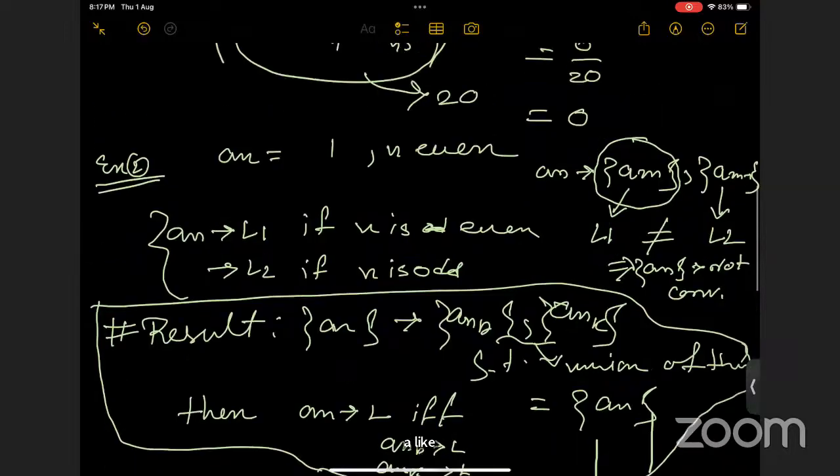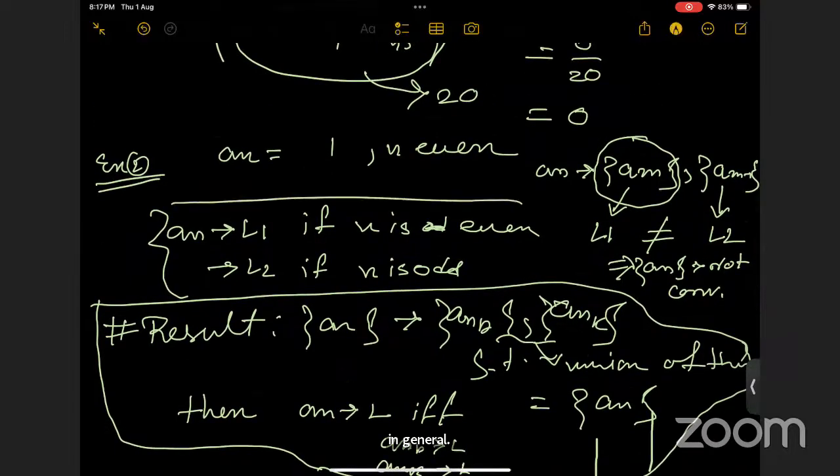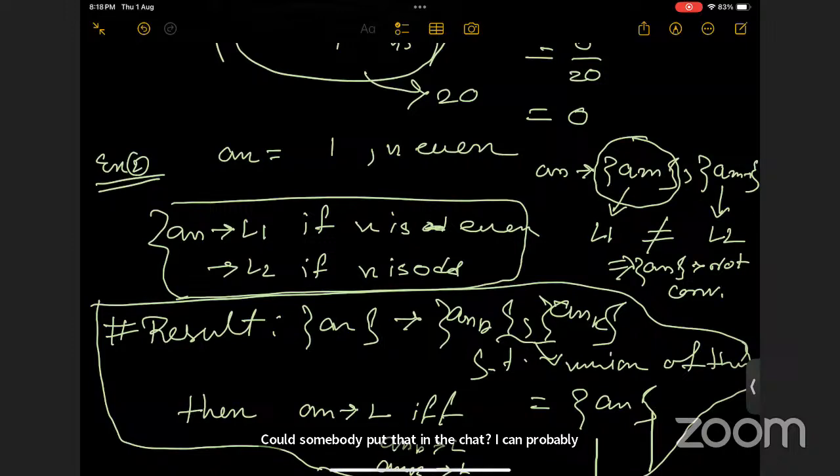You can follow this. Is there a theorem on this? Yes, this is a result. Is there any textbook where I can read more about this? There is a basic textbook, Real Analysis by S.K. Mapa. You can check this book for this. S.K. Mapa, M-A-P-A.